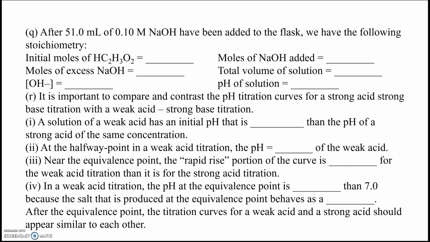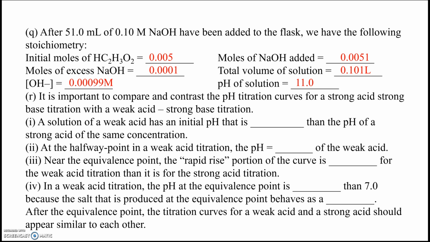Now, part Q says after 51 milliliters of this has been added to the flask, and now I have this stoichiometry. I'm a little bit past the equivalence point. So I've got this amount of material added. So my OH minus is 0.00099. My pH becomes 11.